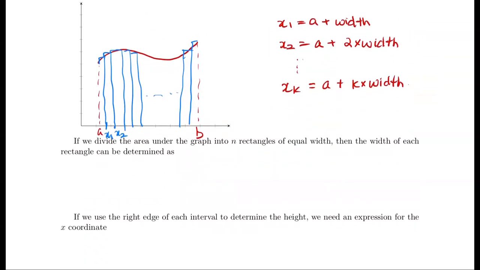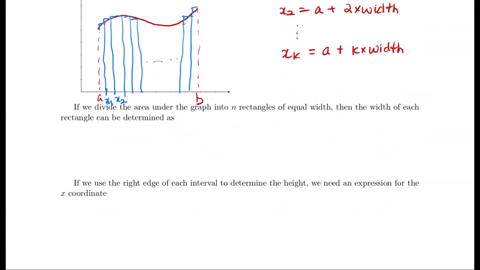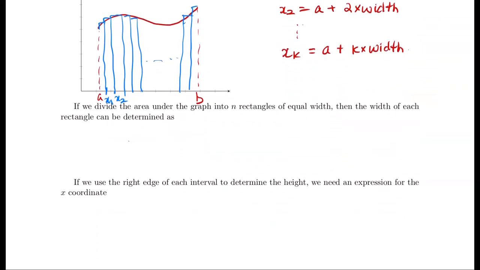Well, if we divide the area under the graph into n rectangles of equal width, then the width of the rectangles can be determined as follows. The width here simply becomes b minus a, the distance between b and a, and we divide it by the number of rectangles that we want, so n in this case. The b minus a here is the length of the interval.